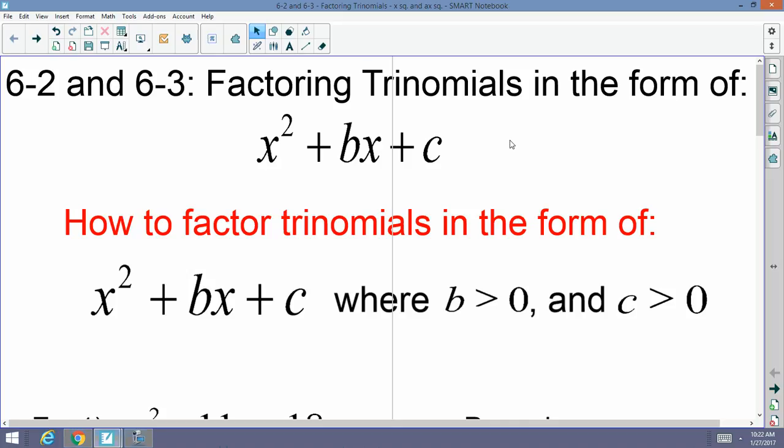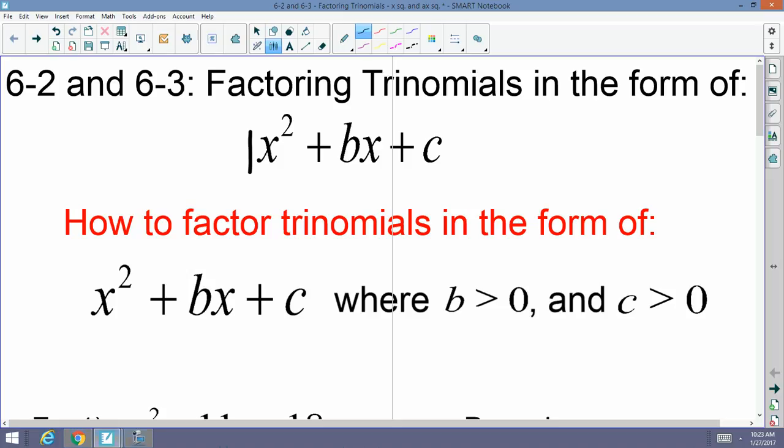So let's first talk about when our leading coefficient is a 1. Please remember that the leading coefficient is the coefficient of the highest exponent variable. So when I have x squared plus bx plus c, my leading coefficient is an invisible 1, okay? Whenever I have x squared plus or minus blah, blah, blah, I'm going to think about this factoring technique, okay? Please note that b is greater than 0 and c is greater than 0.